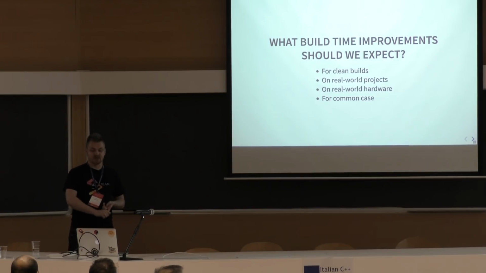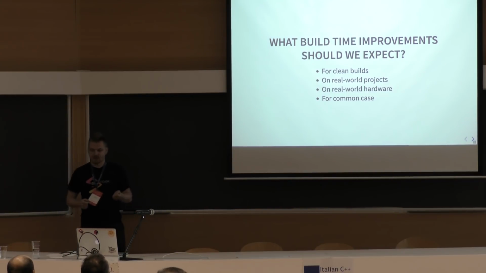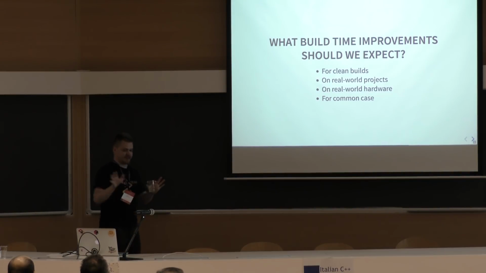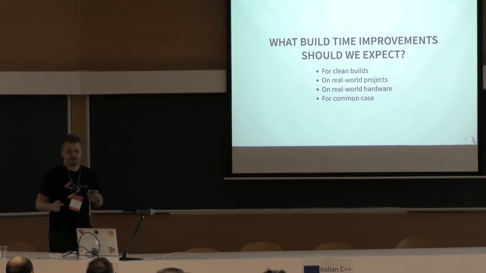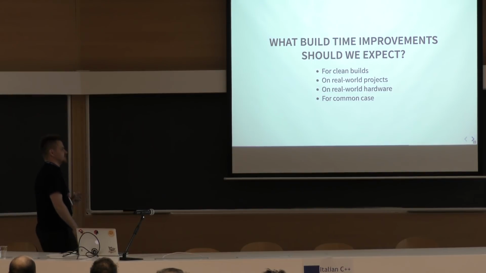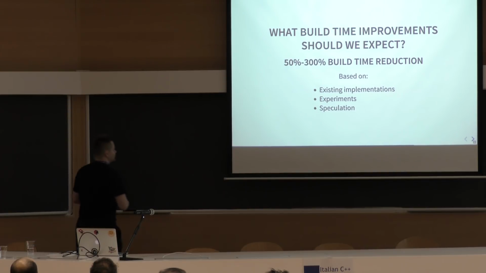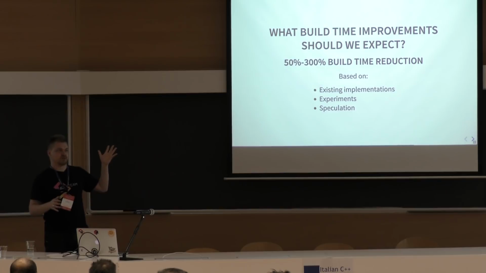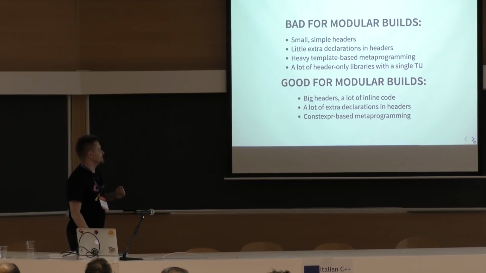So for clean builds on real-world projects, on normal hardware people usually have, not an Intel Celeron and not a 2000-core supercomputer, and for the normal projects people usually use, what build time improvements should we expect? I've done some experiments. I've researched some pre-existing implementations. I've read some discussions. I would say the range is about like that. So if you convert a project into modules somehow, if it's not very big, if it's not very small, you should see about 50 to 300% build time reduction. It's complete speculation. It might not be the case, but I think it's an educated guess.